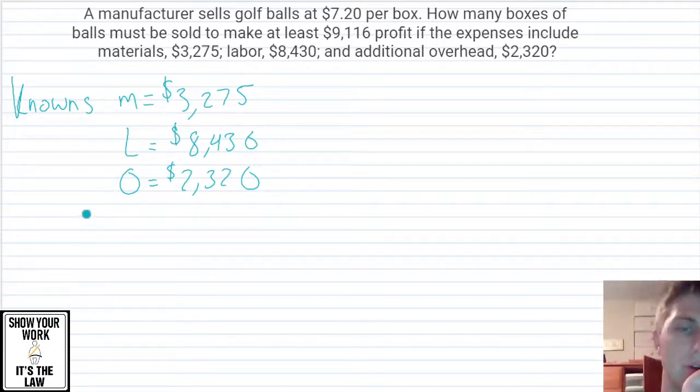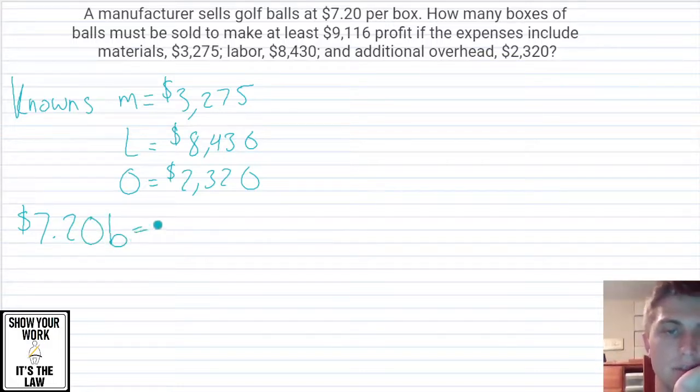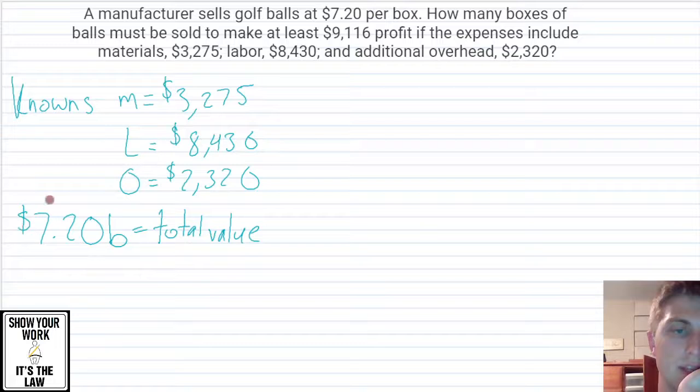Now, remember, we got to distinguish between the price and the quantity. So what's our subject for this question? How many boxes? Boxes are the subject. So $7.20 isn't the amount of boxes, it's the price per box, which just means we make $7.20 for every box we sell equals the total, or total value. This is one way of saying it. All right, so this is where that $7.20 belongs.